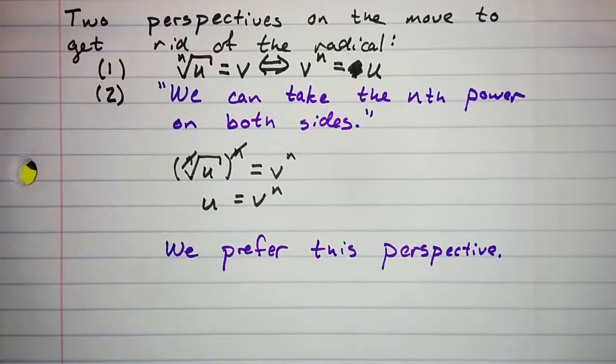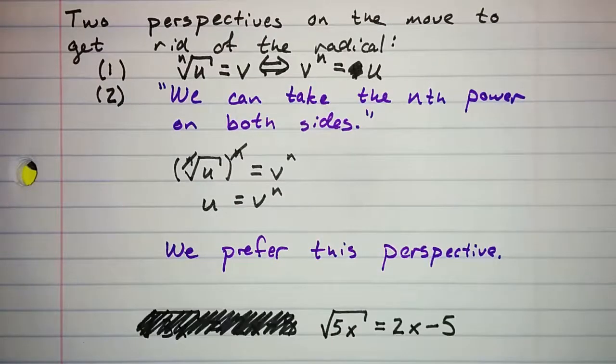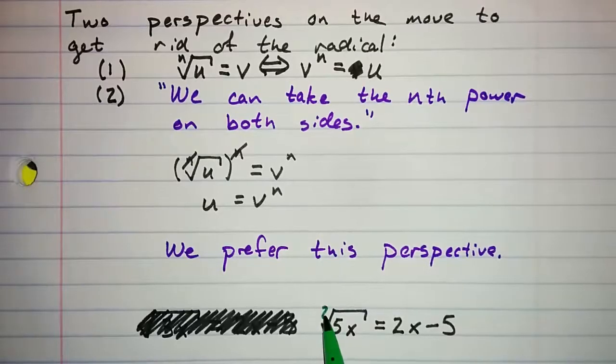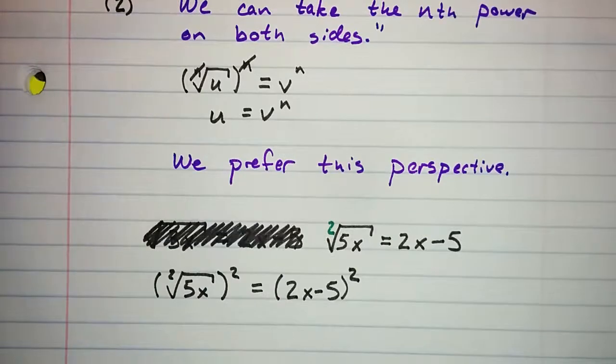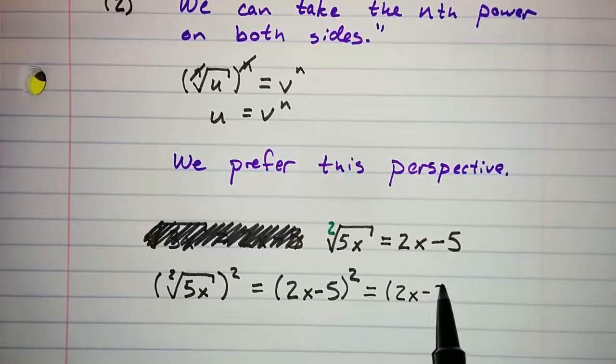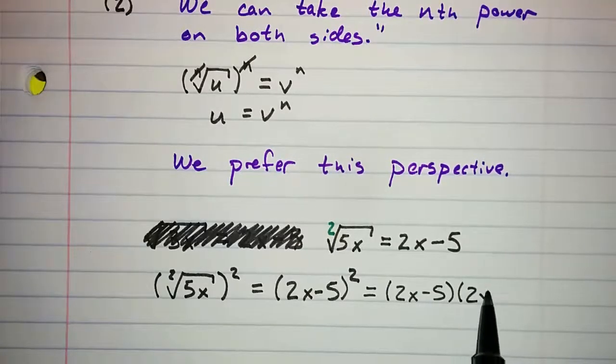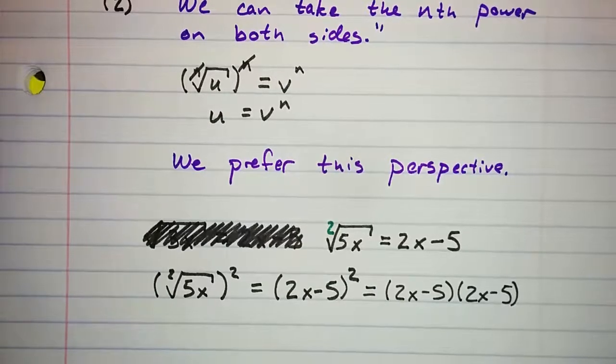Let's say we have the radical equation, the square root of 5x equals 2x minus 5. Remember, if we don't see an index on the radical, it's the square root. So to get rid of this square root, we're going to need to square both sides of this equation. And remember that 2x minus 5 squared means 2x minus 5 times 2x minus 5.